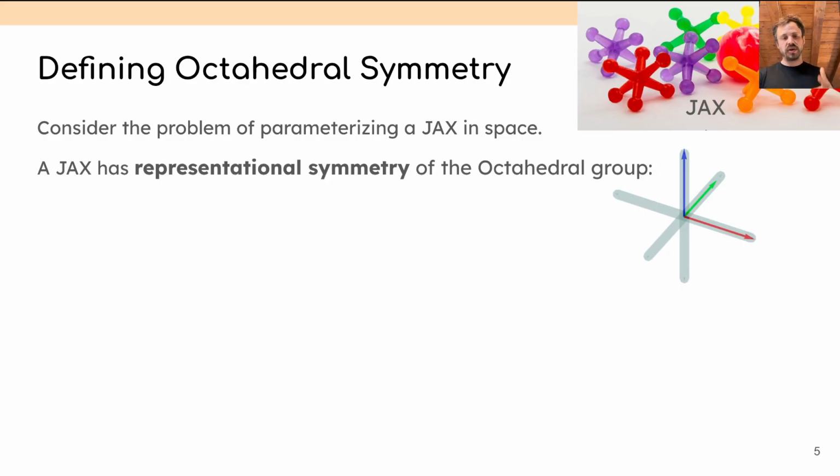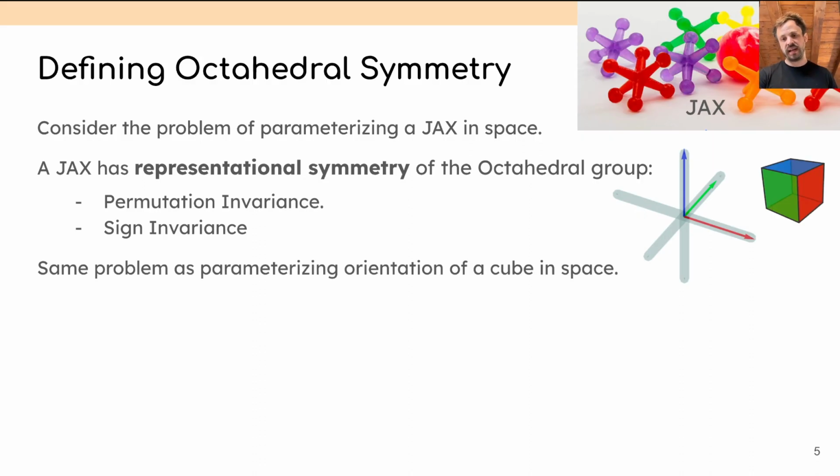Now, the first thing to notice is that this jack has the representational symmetry of the octahedral group. And what this means is that we can switch the signs or the labels of any of these vectors, and the underlying position of the toy in space won't change. And one thing that I want to point out here is that this is exactly the same representational symmetry of an unmarked cube. If you want to parameterize the position of a cube in space with three vectors, you can switch the labels or the signs of the vectors, and the cube will still remain the same.